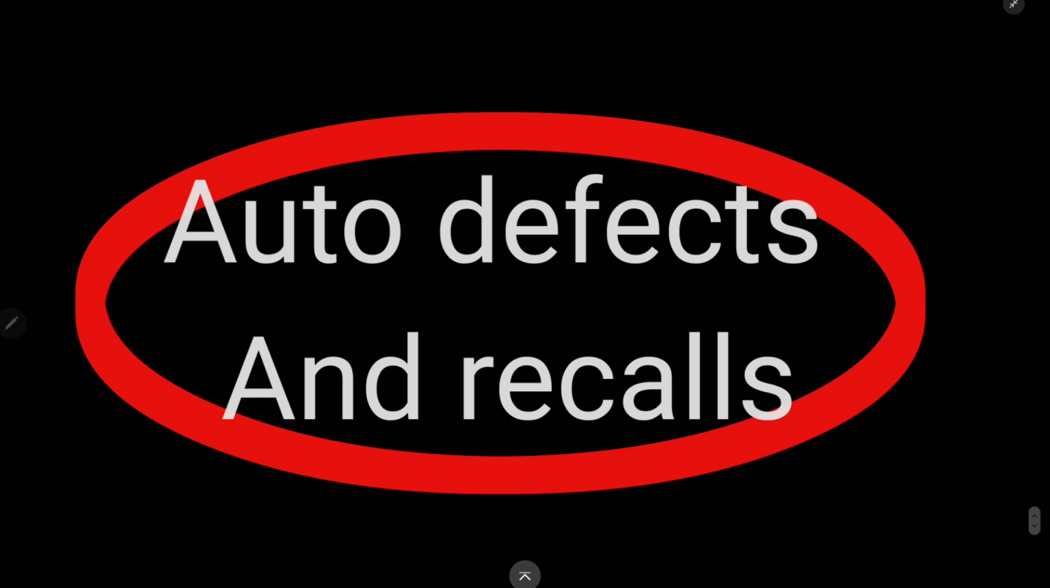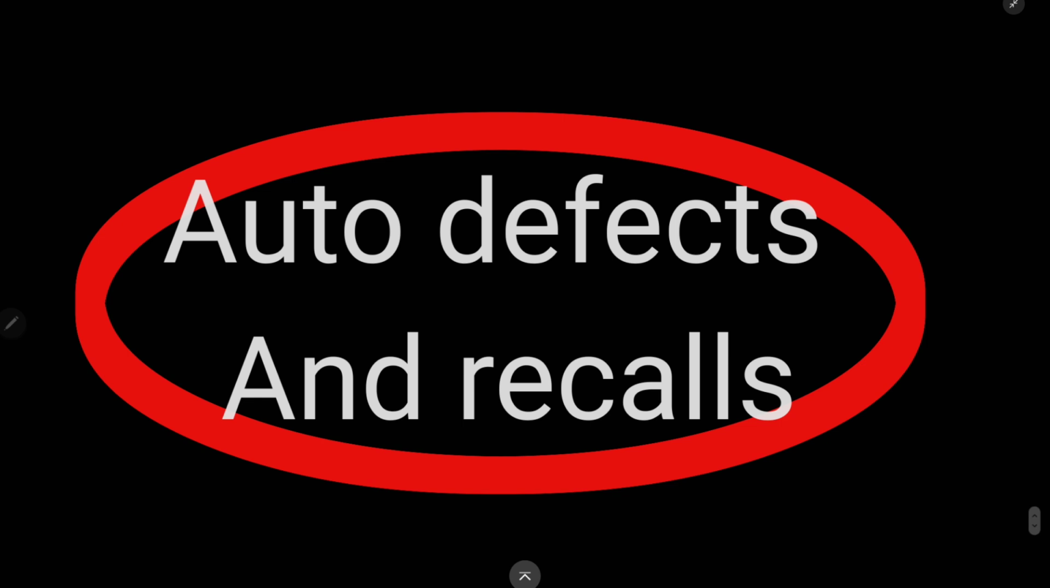The recall process. The process begins when a defect is reported or discovered through consumer complaints, crash data, or routine inspection. The manufacturer is required to notify vehicle owners, dealerships, and distributors of the recall. A repair plan is then set in motion, which may involve replacing the defective part or offering a full refund in some cases. Owners should take the recall notice seriously and get their vehicle fixed promptly to ensure their safety.